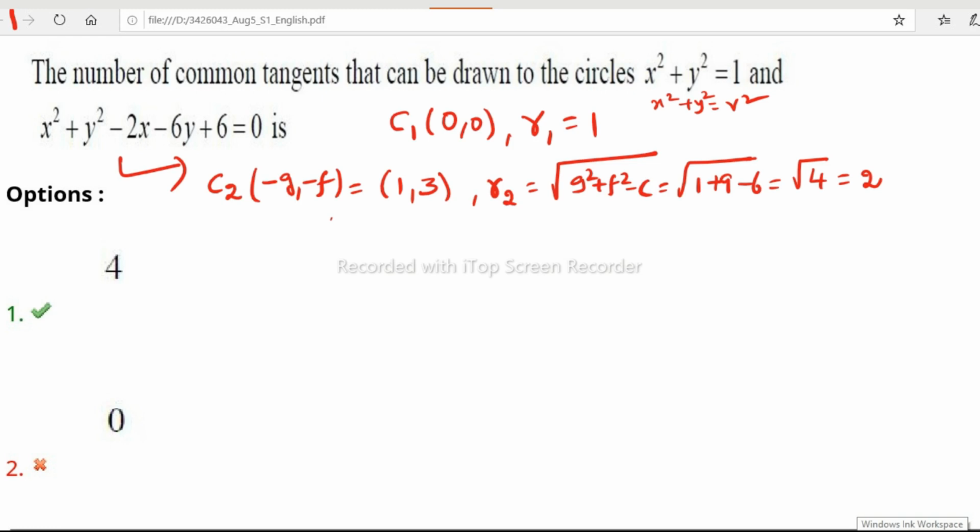We know the centers and the radii of the circles. Now let's see the distance between the centers and their relation. We can observe the distance between the centers C1, C2. Distance between two points is root over x2 minus x1 whole square plus y2 minus y1 whole square. x2 I am taking as 1, 1 minus 0 whole square. This is x1, y1. This is x2, y2.